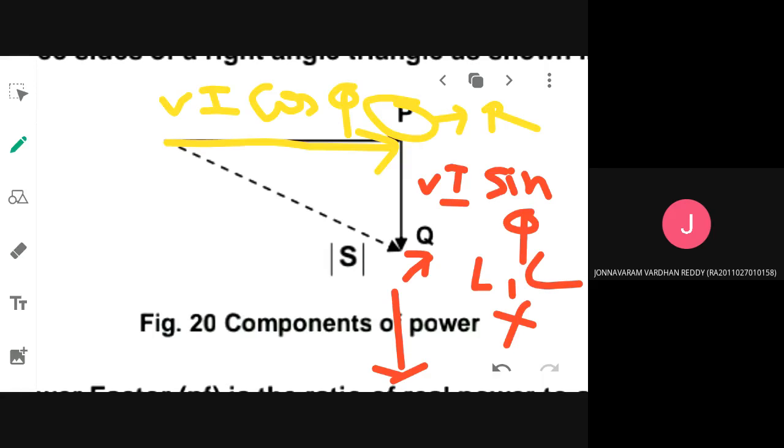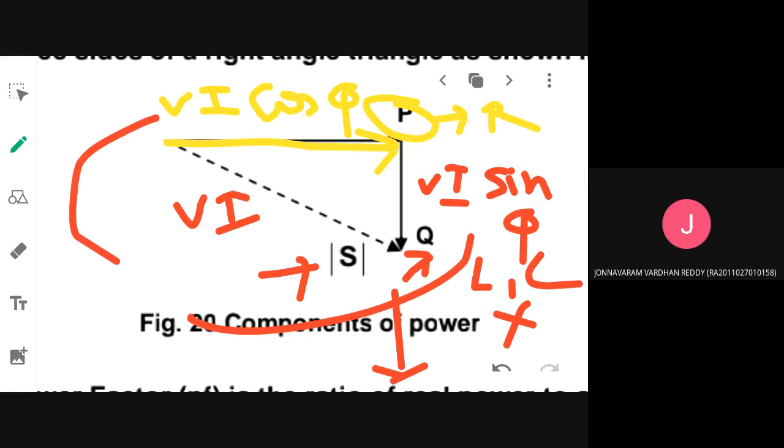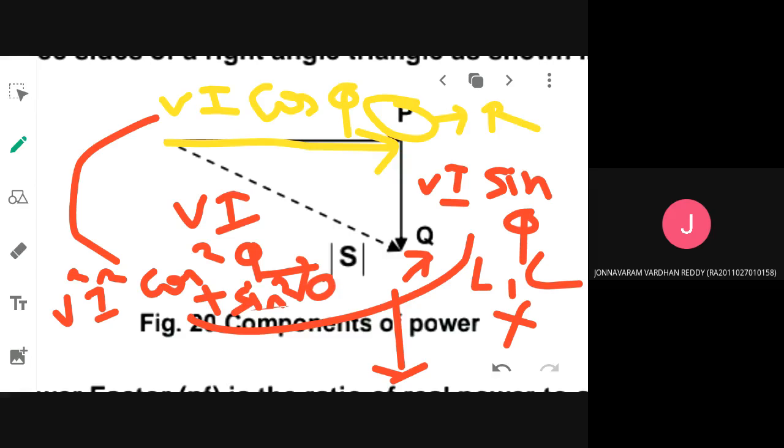Now, how will you represent S? I told you that it is the sum of the two powers P and Q. If you take the vector sum, this will be S. What is the formula for the apparent power? VI. How do you get VI? Summing these two vectorially gives the square root of V squared I squared cos squared phi plus sin squared phi. What is cos squared phi plus sin squared phi? 1. So it becomes VI. That is how you get the formula for VA.